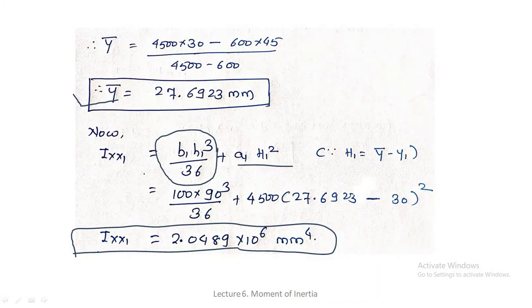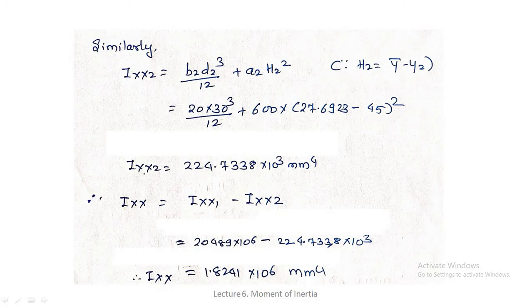So again we have to use the parallel axis theorem, and correspondingly we will have Ixx2 equal to the moment of inertia of the rectangle about its horizontal central axis, whose formula is bd cube upon 12. Here we are denoting the rectangle with subscript 2. So I have written B2 into D2 cube upon 12 plus A2 H2 square.